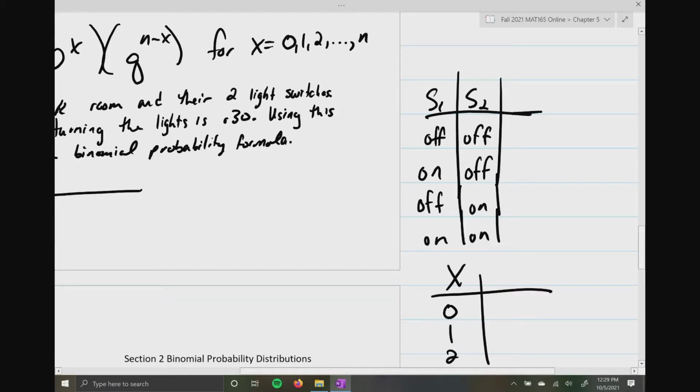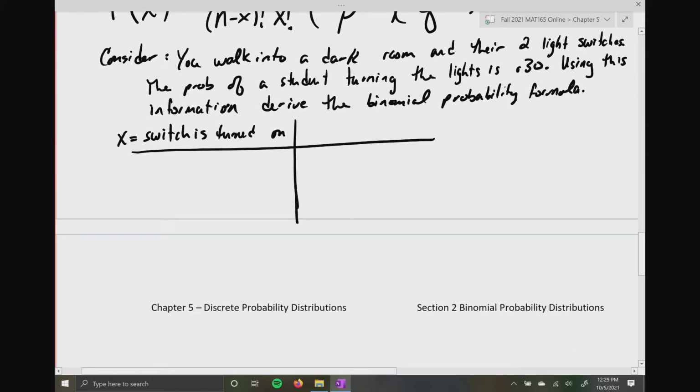Okay? So we're going to build off that knowledge right here. So when we come back over to here, x equals the switches turned on. Well, we can have 0 switches on, we can have 1 switch on, and we can have 2 switches on. Okay? Now we got to worry about, well, how many ways can that occur? Well, since order doesn't matter here, we're going to look at a combination. We have 2 light switches. So this is going to be 2 choose 0 light switches. Okay? And that should equal 1 if we go ahead and calculate that.